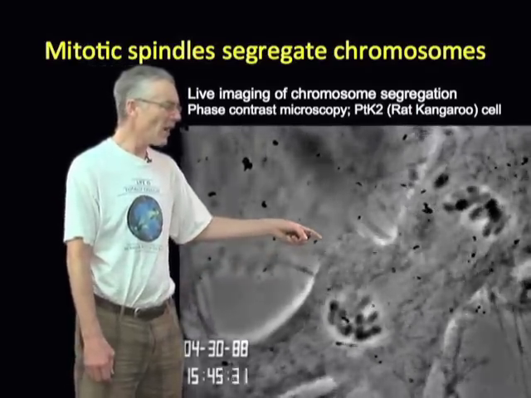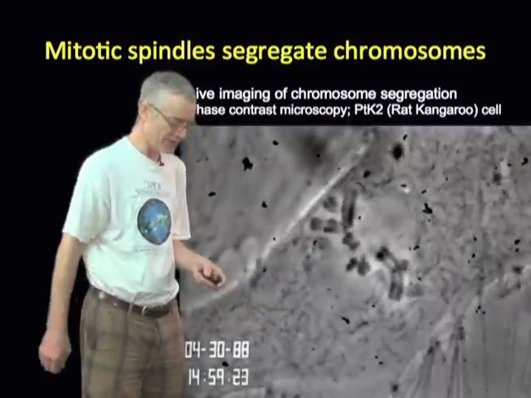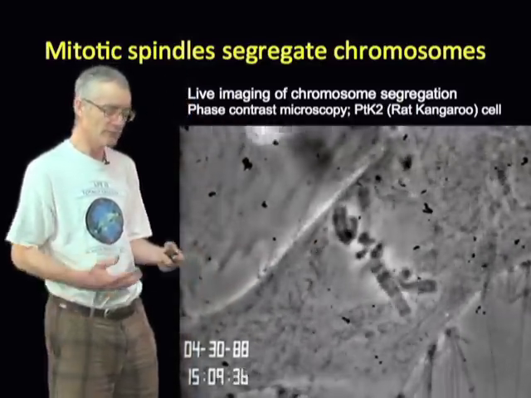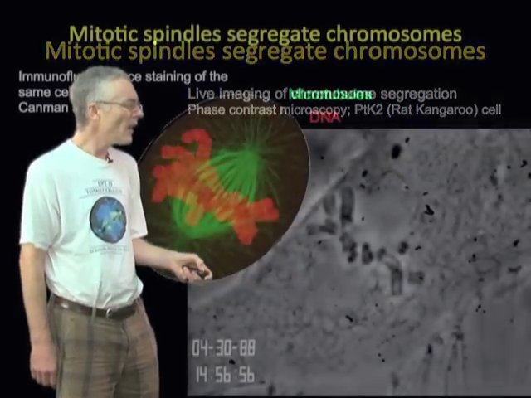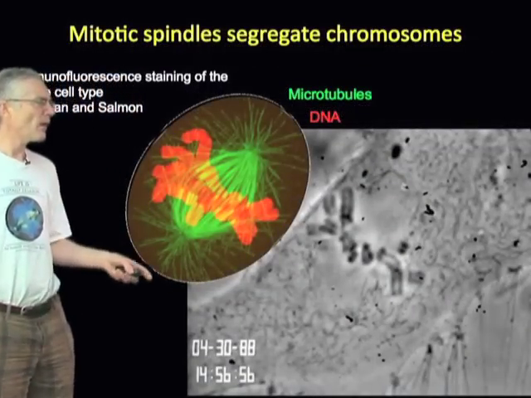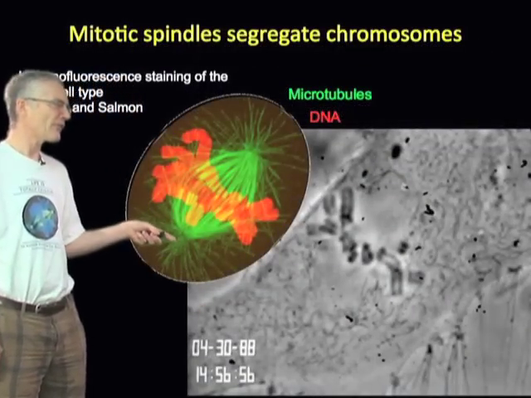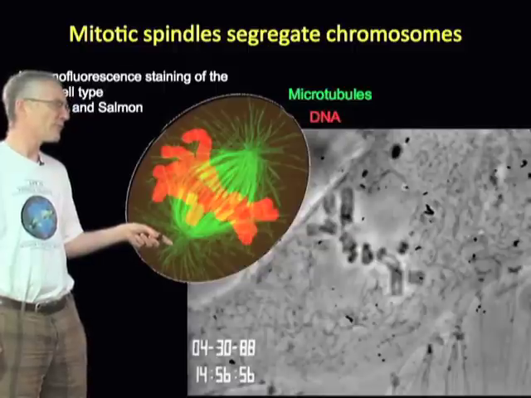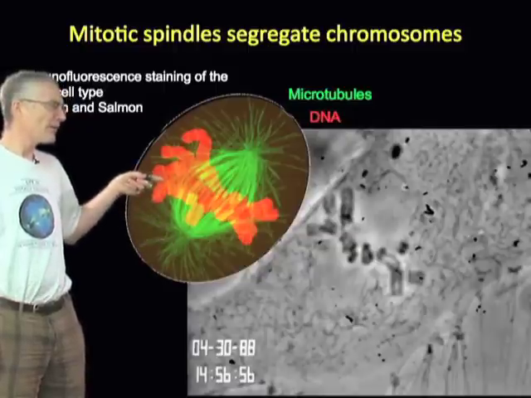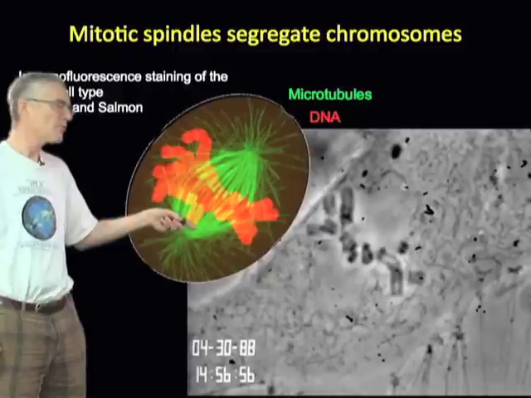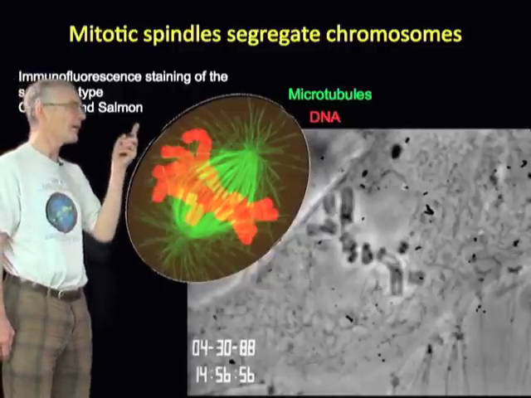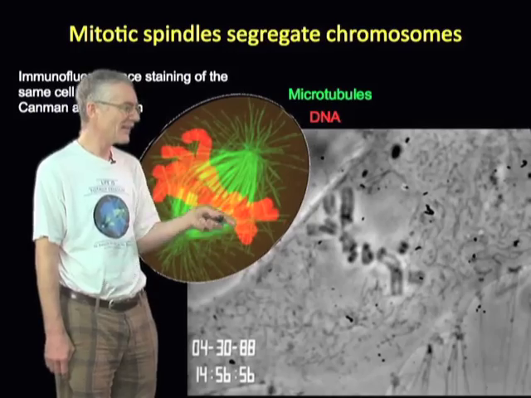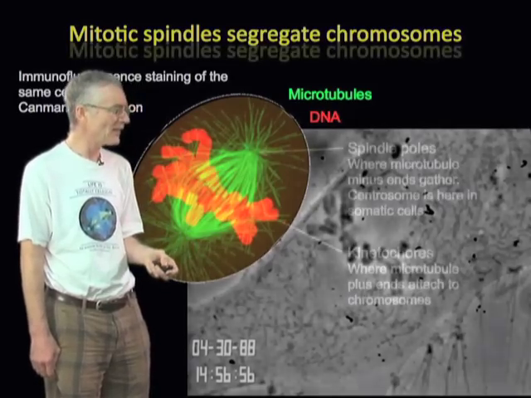After the chromosomes are split, this pinching in is called cytokinesis. That's where the cell actually divides in two. In this image, I've superimposed on the phase contrast. This is not the same cell; this is a much later image, but it's the same cell type. You can see here the chromosomes stained red, and the microtubules that are exerting force on the chromosomes stained green. This is an image by Julie Canman and Ted Salmon, microtubules and DNA.